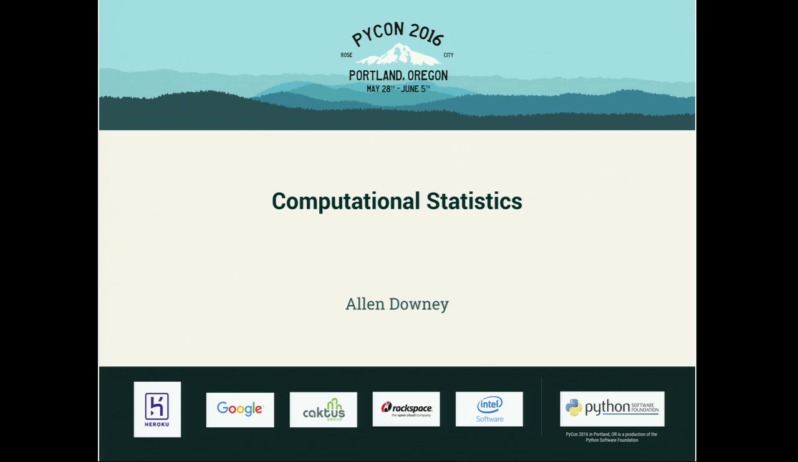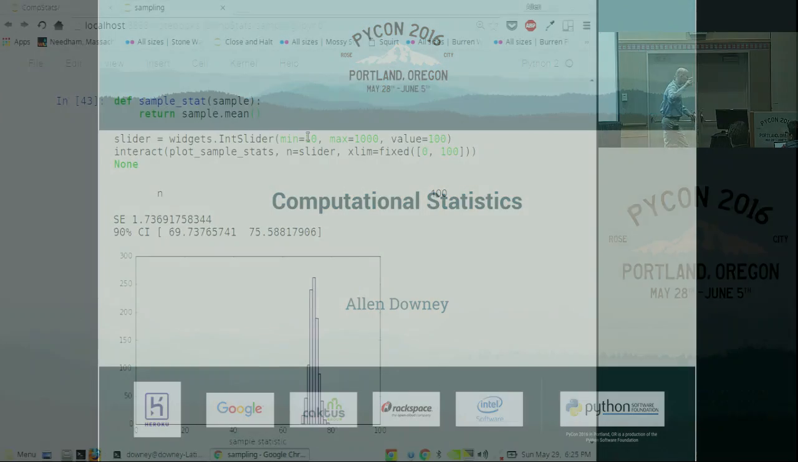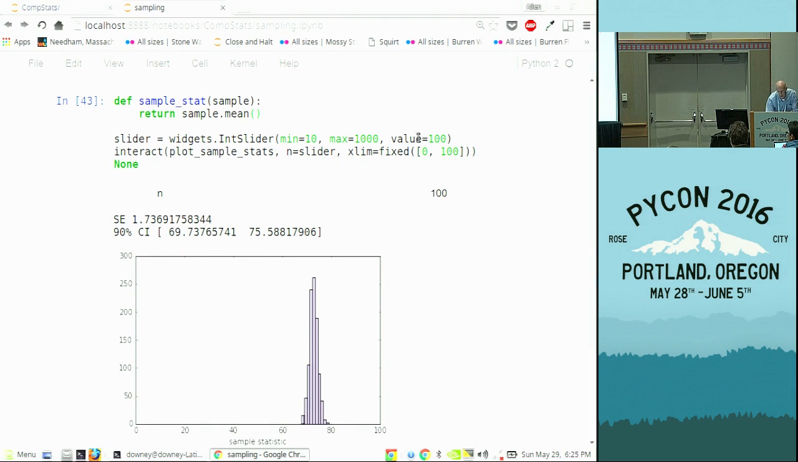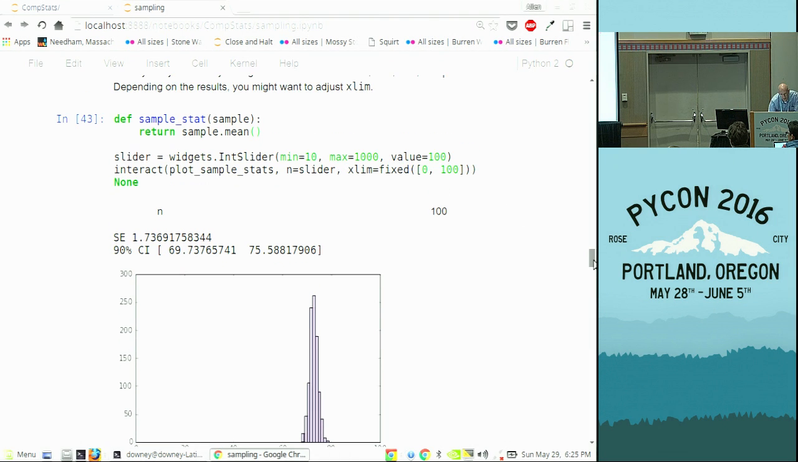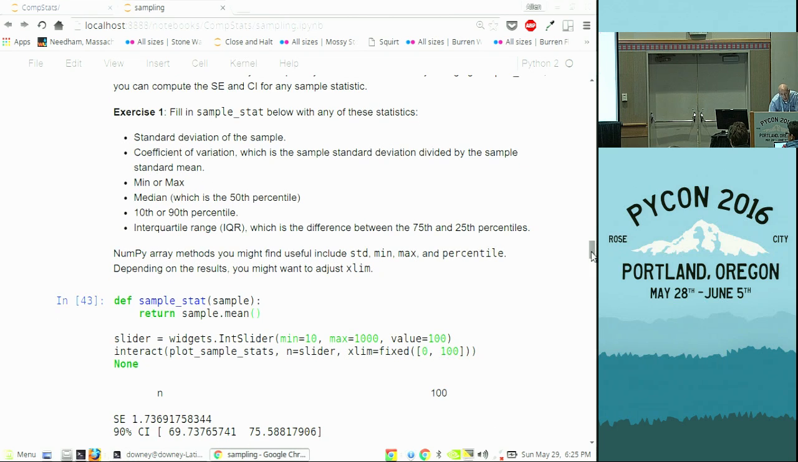Okay, we should get back to it. If you're coming back from break, you want to get back into the notebook and especially get to this exercise. Let me try to remember which exercise number this is. This is exercise 1 for this notebook.